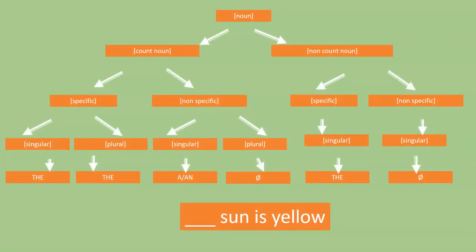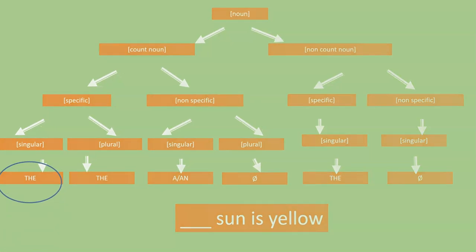Imagine that your teacher gives you this sentence and says, okay, complete it with an article. Here we are going to evaluate the noun sun. Sun is a countable noun, of course. Then it is a specific noun because we know that there's only one sun in our solar system. The form is singular, so we are going to use the. So the sun's yellow.